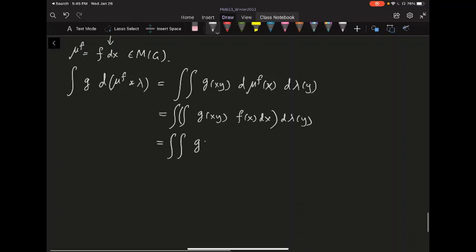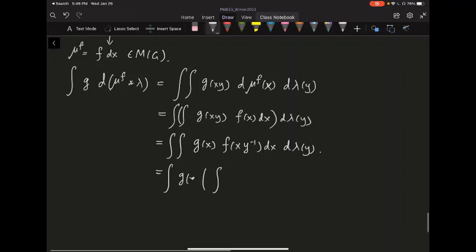So now this one becomes the integral of g(x) f(x y inverse) dx and d lambda(y). All right. So now you can just rewrite this as the integral of g against the following. So let's say g of x here, you integrate f of x y inverse, and then you do the d lambda y, and this whole thing dx. The good thing is that on the left-hand side, I integrate this measure against any L1 function, and it's the same as integrating this g of x against this new measure.